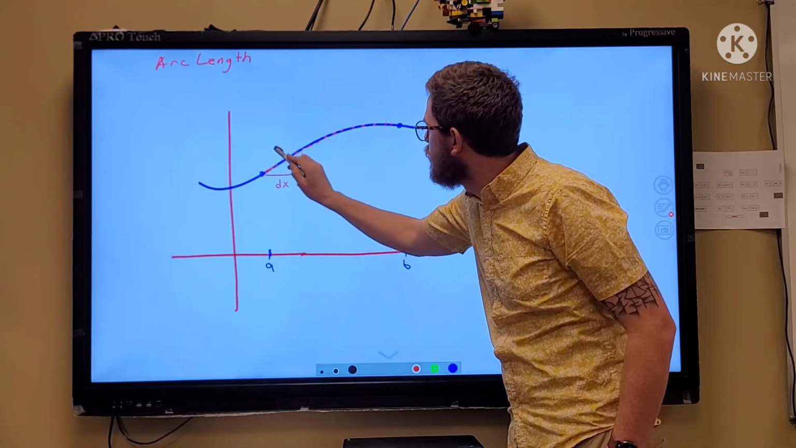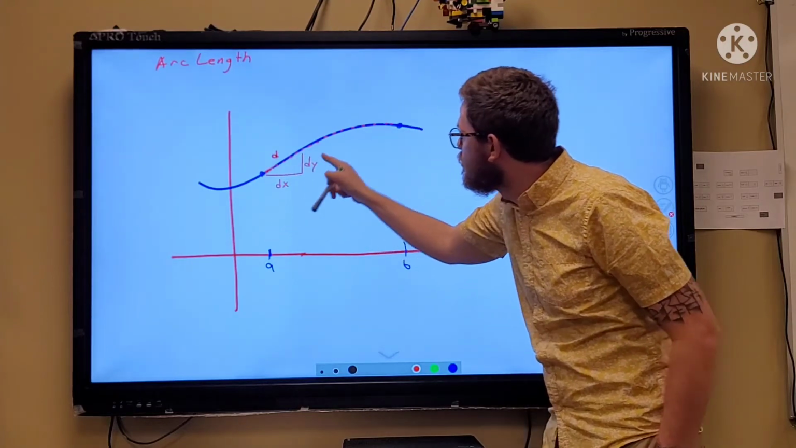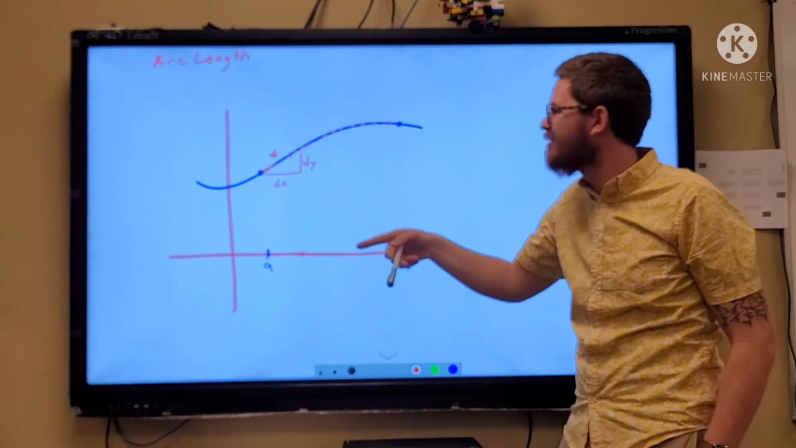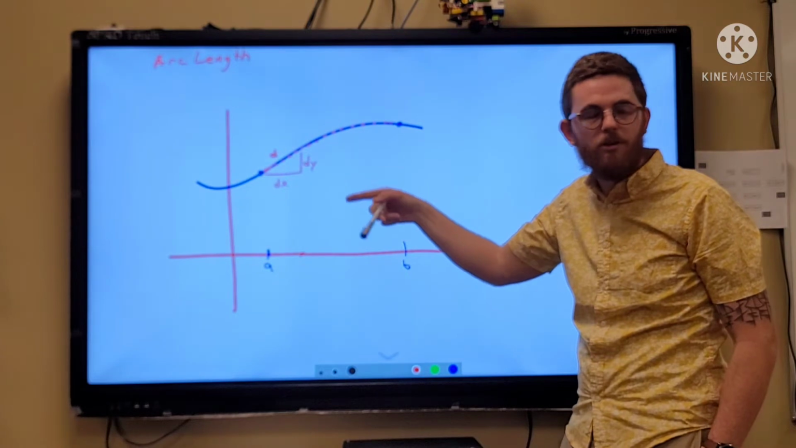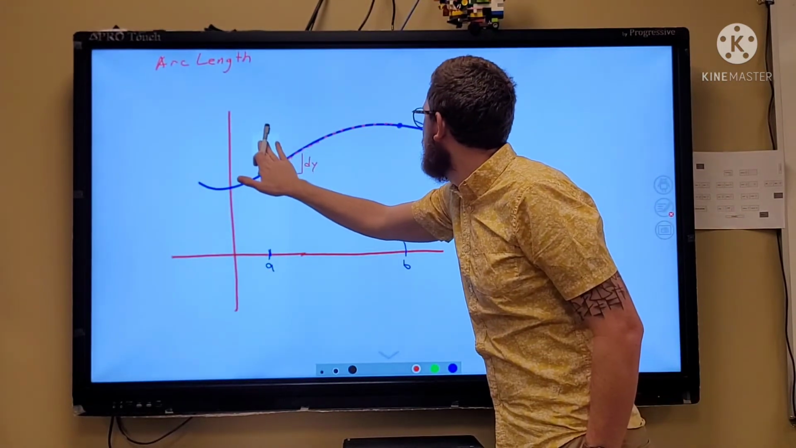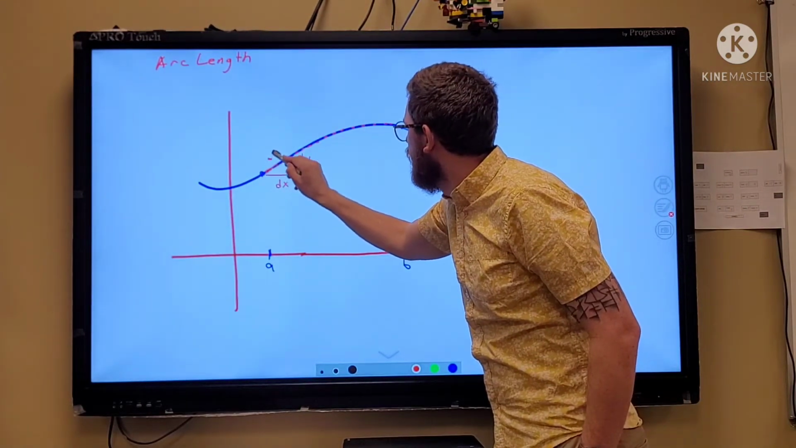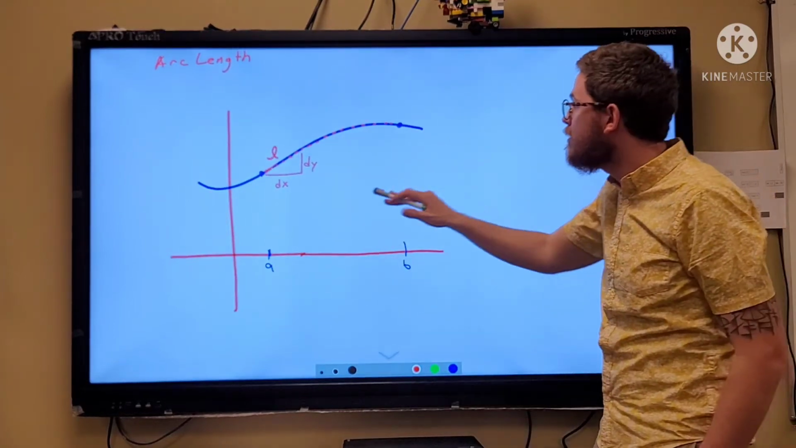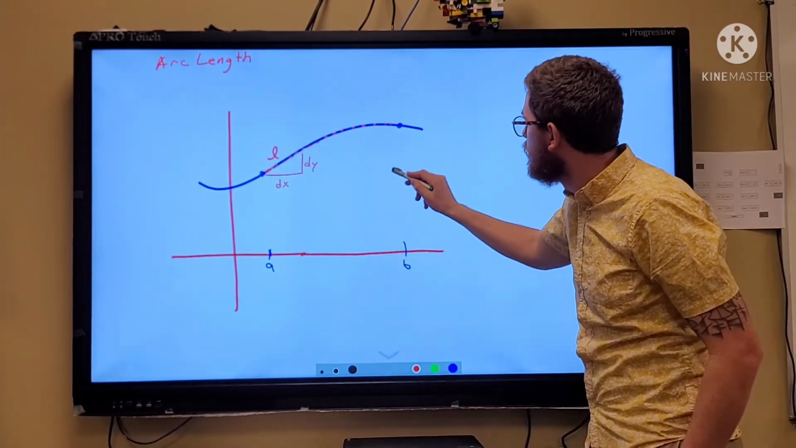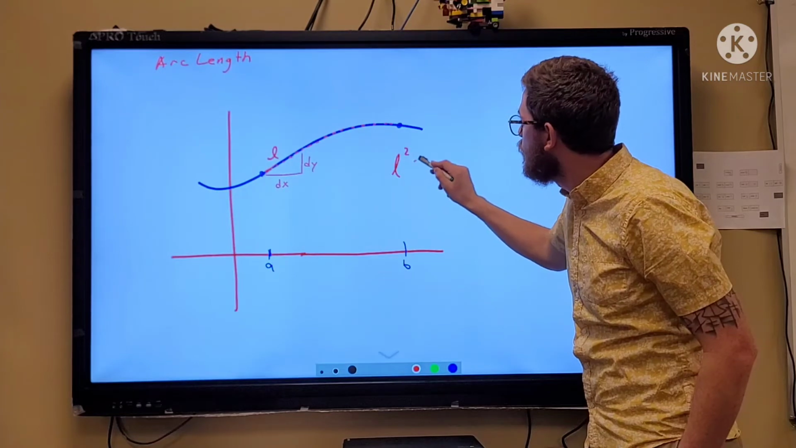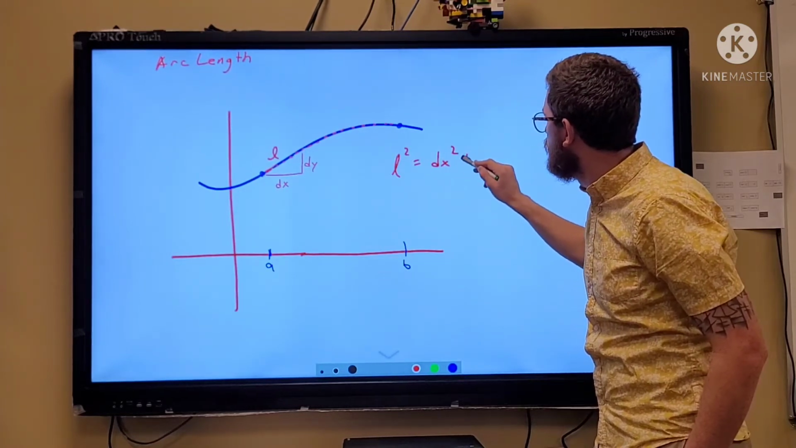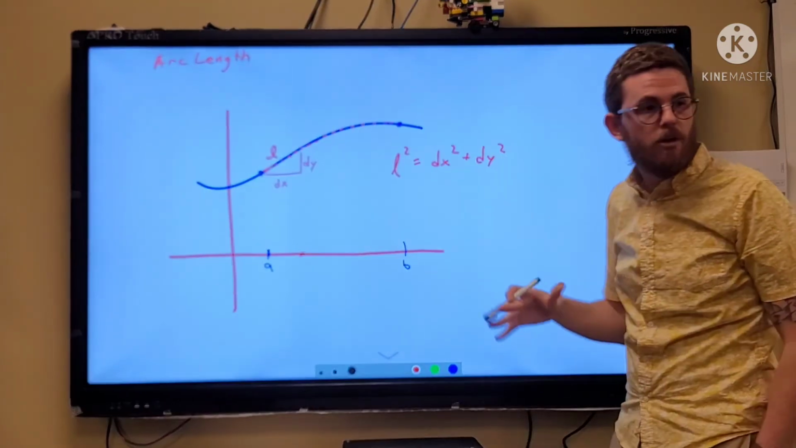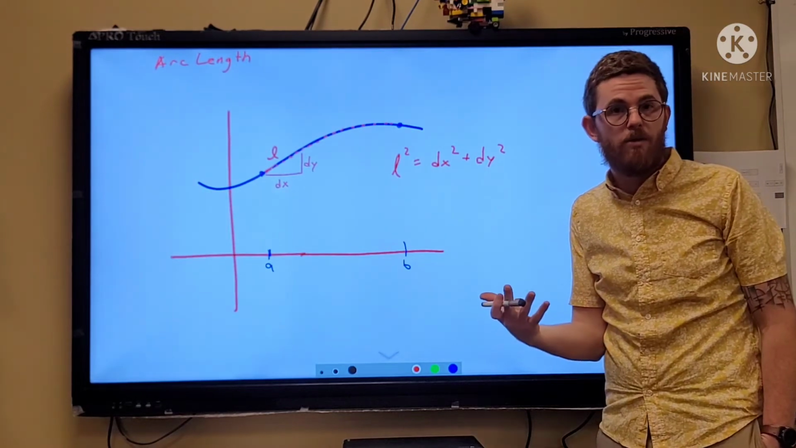at any moment, if we were to think about this as just the distance right here, I know D's a pretty horrible letter to use in this case. I'll do an L. How about that? The length at any moment. The length squared would be dx squared plus dy squared, because we're thinking about this as the Pythagorean theorem.